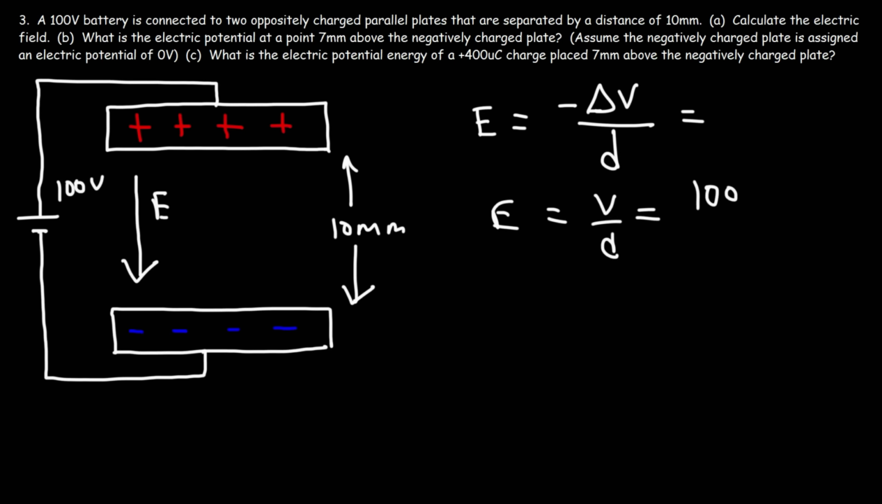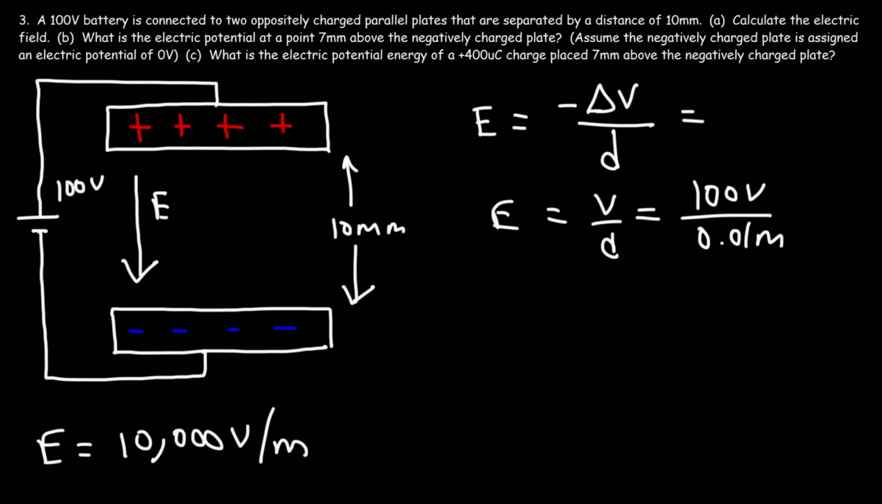The voltage is 100. The distance between the plates is 10 millimeters, which, to convert that to meters, you need to divide by 1,000. There's 1,000 millimeters in 1 meter. So 10 divided by 1,000 gives us 0.01 meters. So the electric field is 10,000 volts per meter. The electric field tells us how the electric potential changes over distance. So for every 1 meter that you move, the electric potential changes by 10,000 volts.